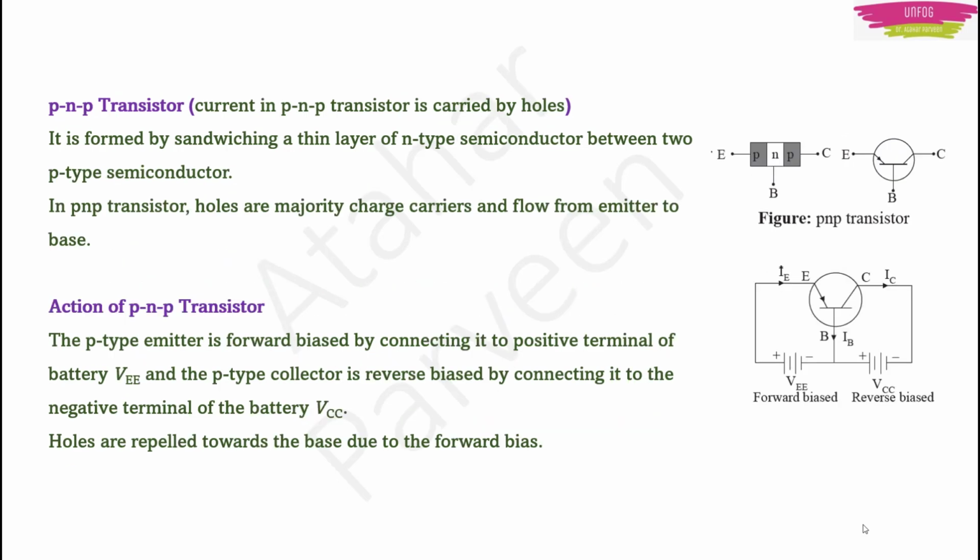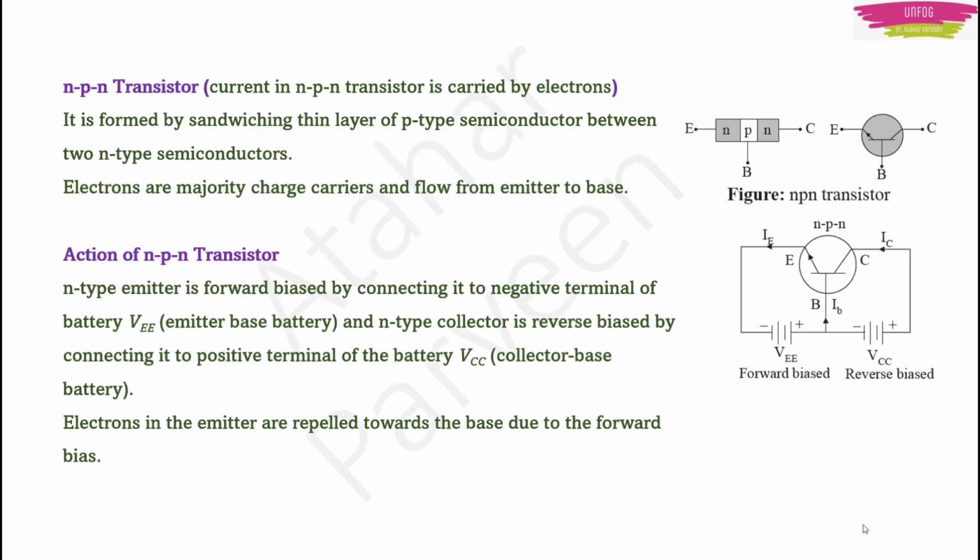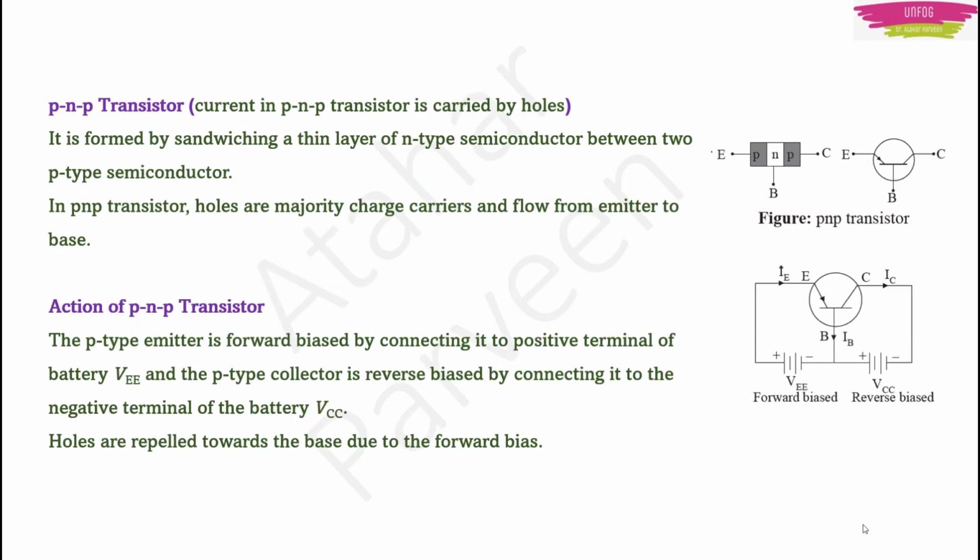Now in a PNP transistor, you can see here that in NPN, both N's were there and P was in the middle. In PNP, both P's will be there and N will be in the middle. Because we are talking about two regions which are P, that means your majority charge carriers should be holes, isn't it? So here majority charge carriers are holes and they flow from emitter to base. Okay, this you have to remember.